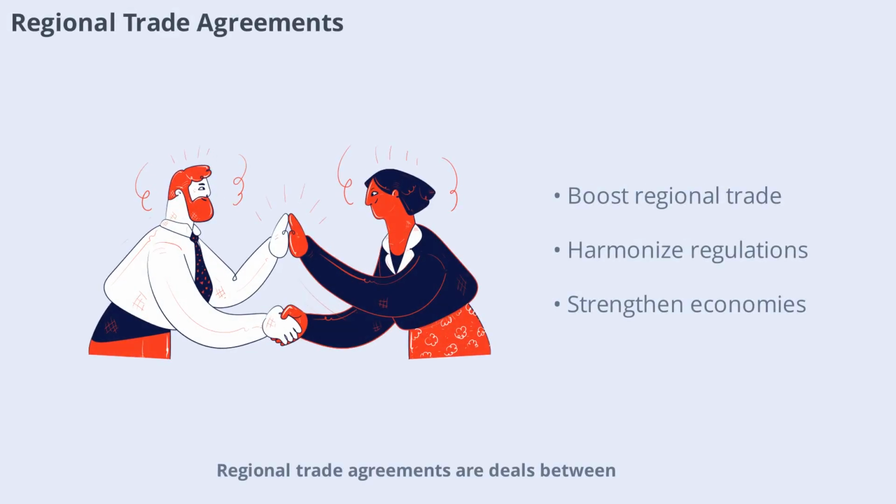Regional trade agreements are deals between countries within a specific geographic area. These agreements are designed to boost trade among neighboring nations by reducing barriers and harmonizing regulations. Examples include the European Union (EU) and the North American Free Trade Agreement (NAFTA). Regional agreements often go beyond just lowering tariffs. They may also address labor standards, environmental protection, and investment rules. By working together, countries in a region can strengthen their economies and compete more effectively on the global stage.